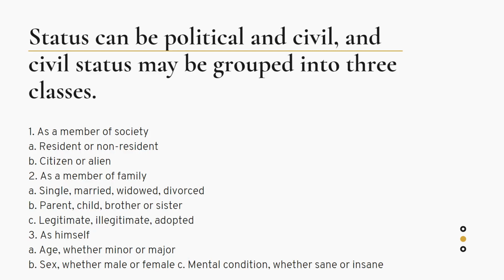So if you're a minor, what's the implication? How is it different from the legal capacity of a person who is already of age or who is already 18 years old? Is there a difference with respect to entering into a contract, entering into agreement, etc., etc.? Sex, whether male or female, and of course your mental condition, whether sane or insane. So these are the classes of civil status. Okay.